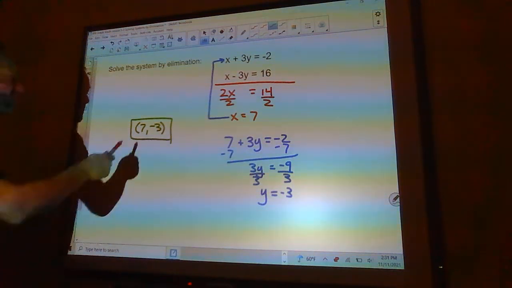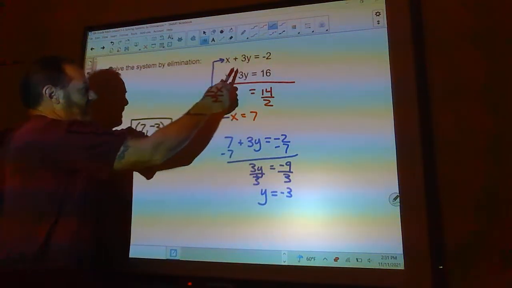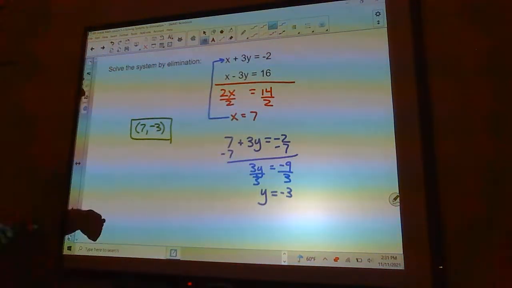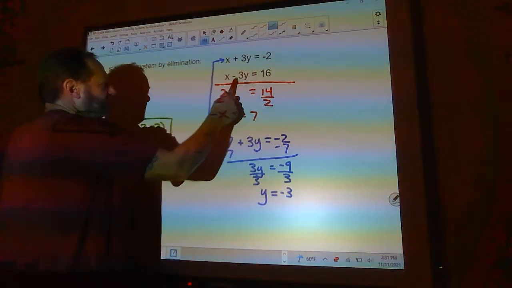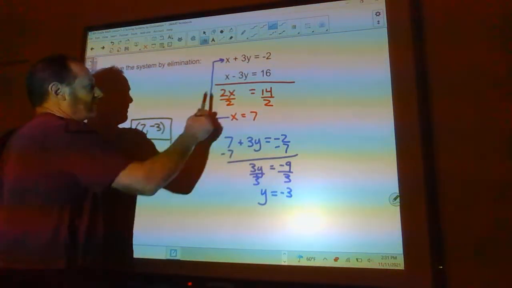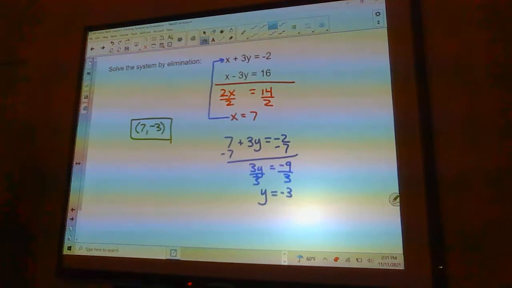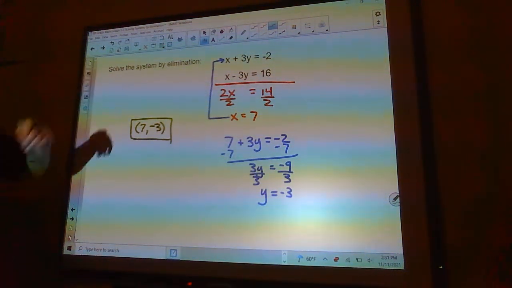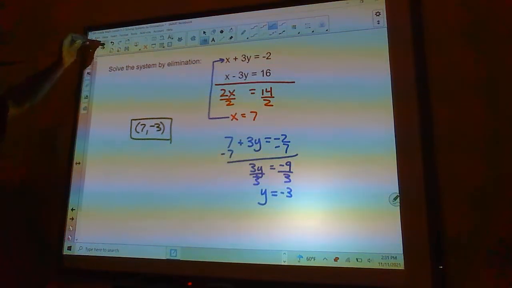And you can check that. So 7 plus 3 times negative 3, that's going to be negative 9. 7 and negative 9 is negative 2. 7, and this is going to be positive 9, because negative 3 times negative 3. So that's going to be 16, which it is, and so it works. Piece of cake. Gotta love that. This is the peak of your life right here. It doesn't get any better than this.